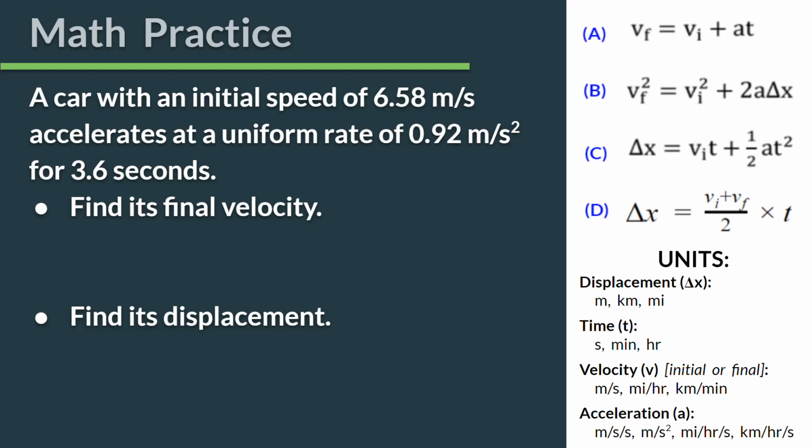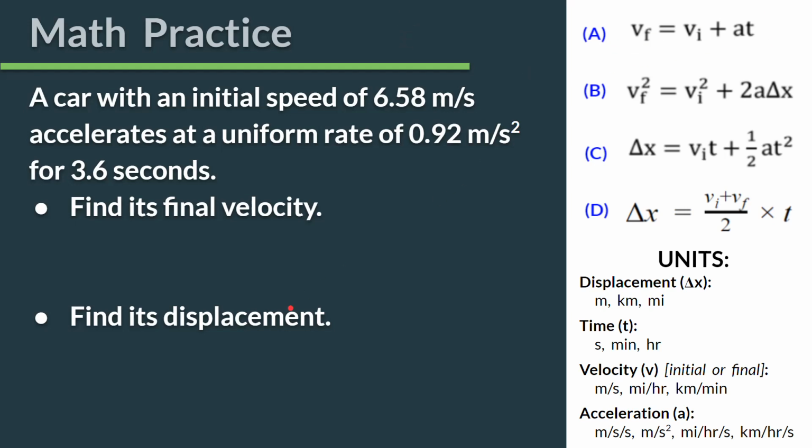Okay, so if we have VI, A, and T, look at these equations. This one has VI, A, and T and allows me to find final velocity. I'm going to use equation A to answer the first question. If you label your variables, it's very easy to see that that one's going to be the one that works. I can use this equation to find the answer to the first question.